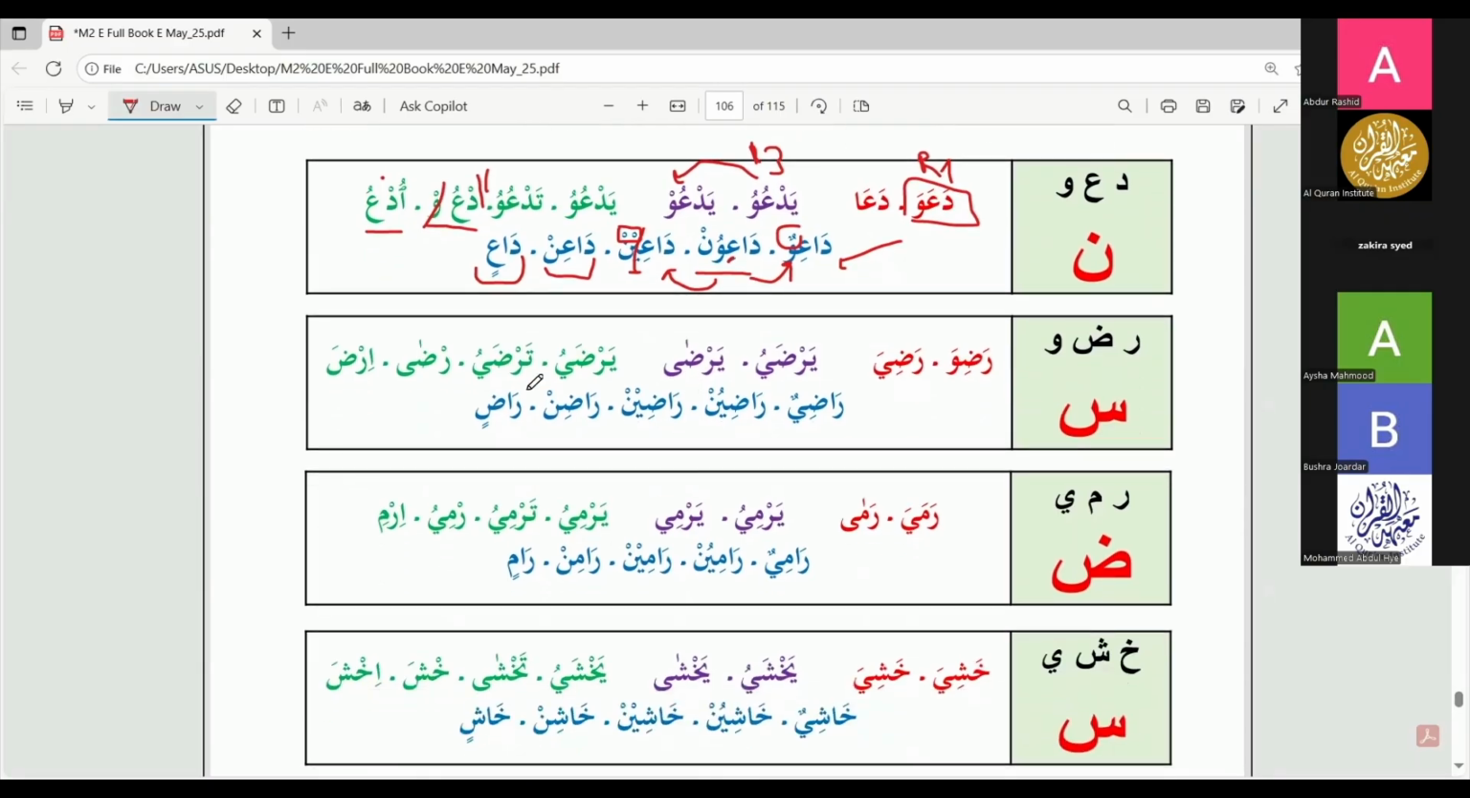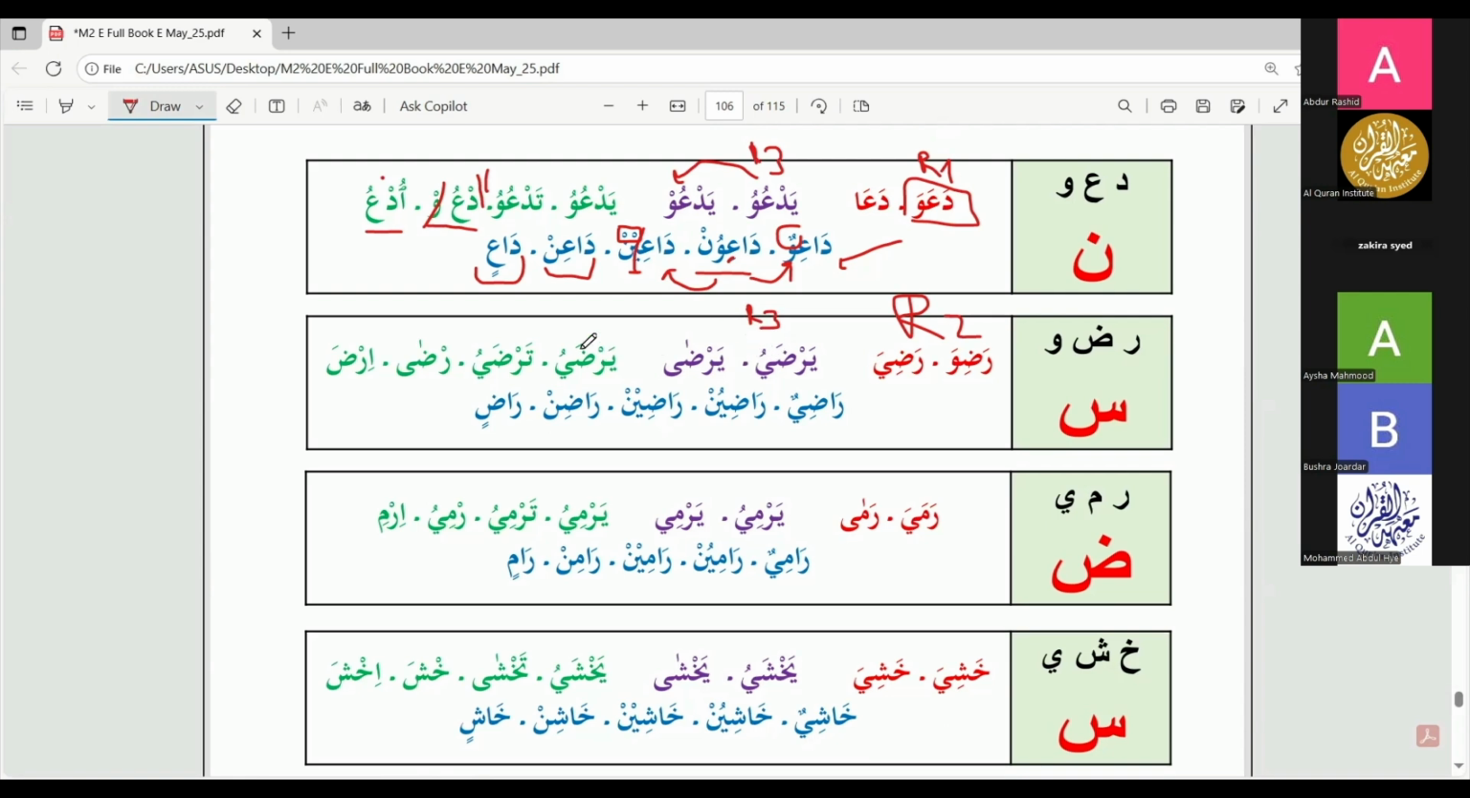Okay, let's go to the second example. Radiwa. Radiwa becomes radiya. We know this is rule number 2, the kasra rule. This waw is changed to ya. Yardayu, yarda, I'll go fast. Yardayu, yarda. This is rule number 3, the mudari rule. This dhamma is changed to sukoon.